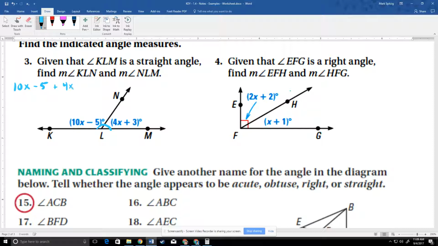Again, after I set this up, it just becomes algebra. So I will put it in the key, but I might just go on to the next one for time purposes, because setting up the equation is the important part here.